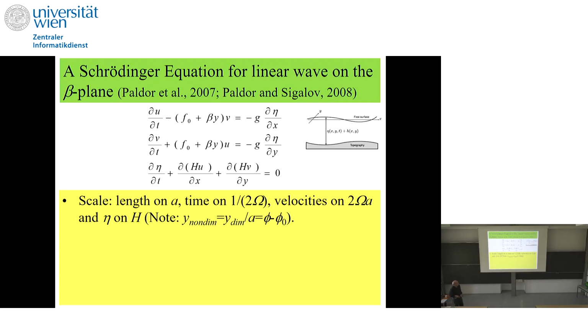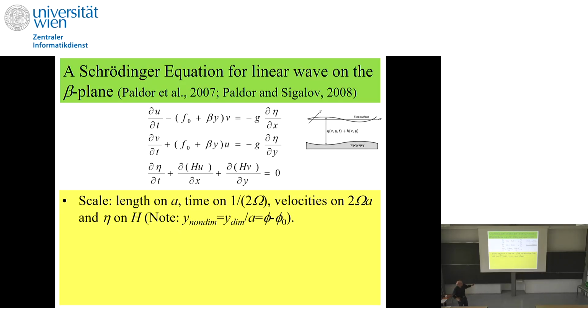Number one, we can scale them so that many of the dimensional parameters will disappear from the equations. So we deal with fewer parameters. So we scale length on A. Remember that beta varies on the length scale of Earth's radius. Okay? So we scale all lengths on A, the radius of Earth. It's not the only length scale, but it's a length scale we have in the problem.